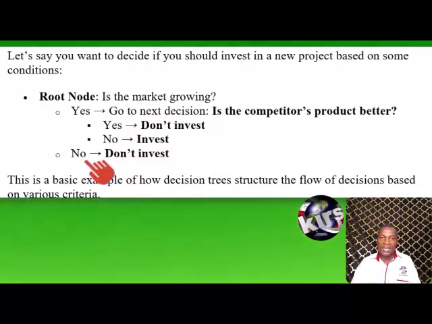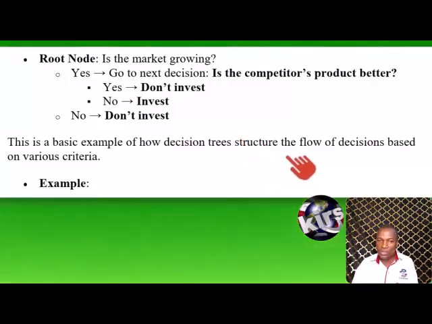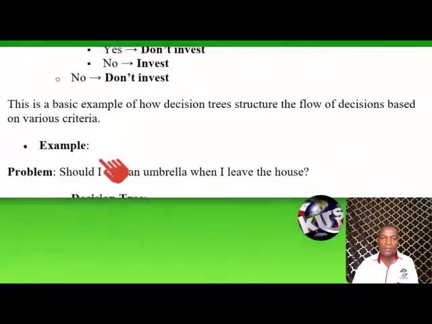Then finally, you'll realize that we have no, don't invest. In other words, if you went straight away and asked the first question, whereby the answer was no, then simply don't invest. But where there was yes, you had to look at other conditions in between before you arrive at no. This is a basic example of how decision trees structure the flow of decisions based on various criteria.